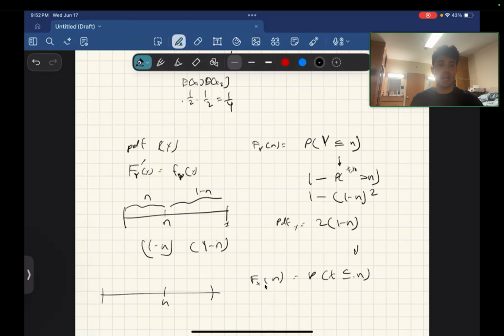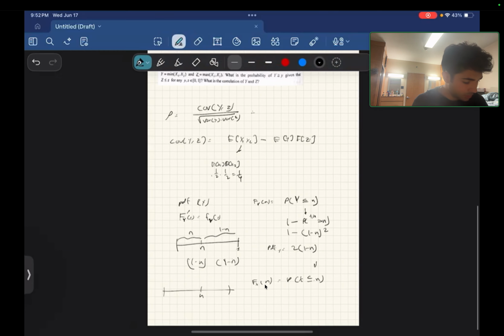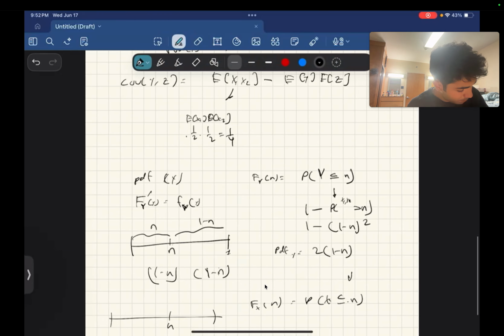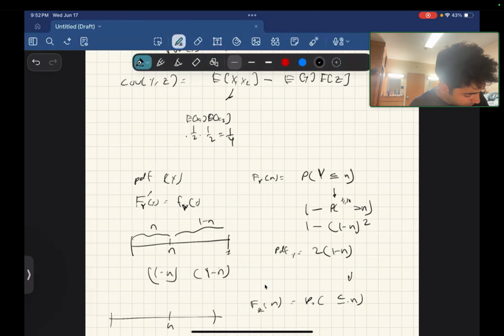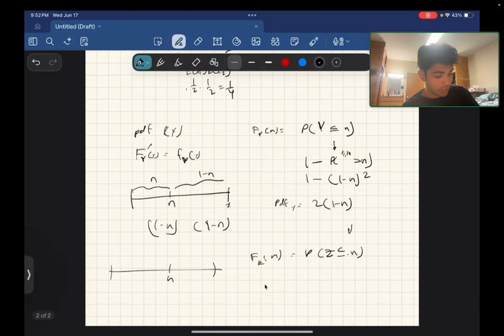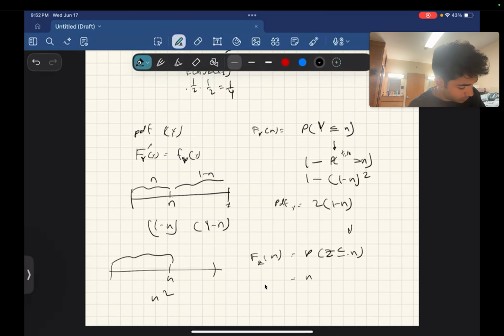To find the maximum, that means every number has to be, sorry, it's not x, it's z. Both x1 and x2 have to be at most n, so we are trying to find the probability that x1 and x2 both fall into this length of n. We have 2 of these, so we have n squared. The derivative of that will be 2n.